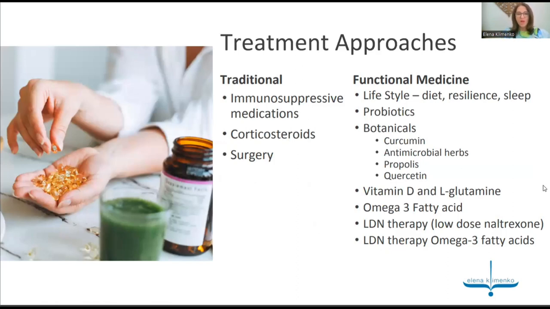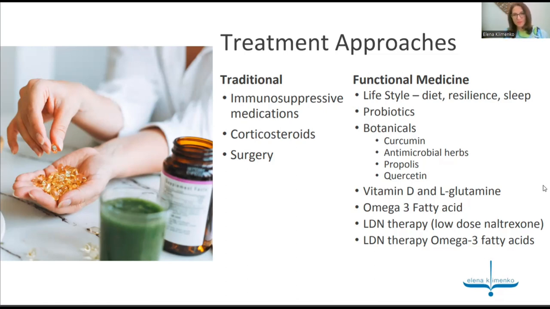So in the treatment options, traditionally, patients are usually prescribed immunosuppressive medication because that's how we deal with autoimmunity. We suppress the immune system, whether with biologicals or some other medications, or even steroids. And sometimes when nothing is working, surgery will be suggested.